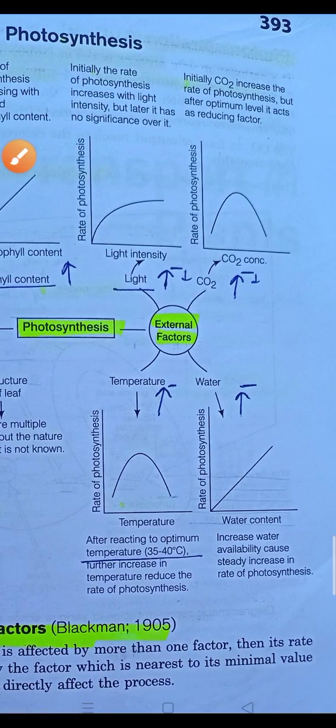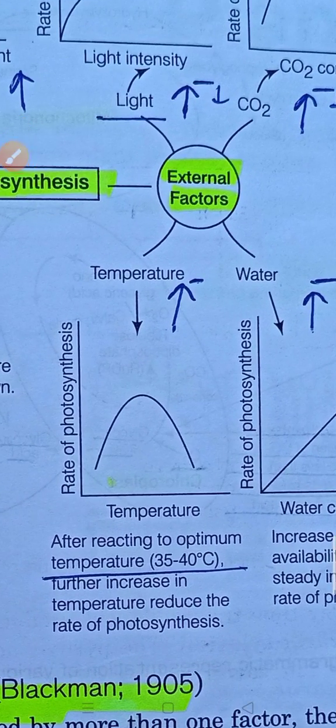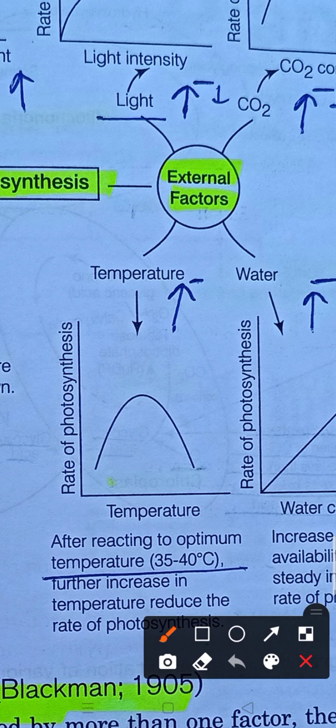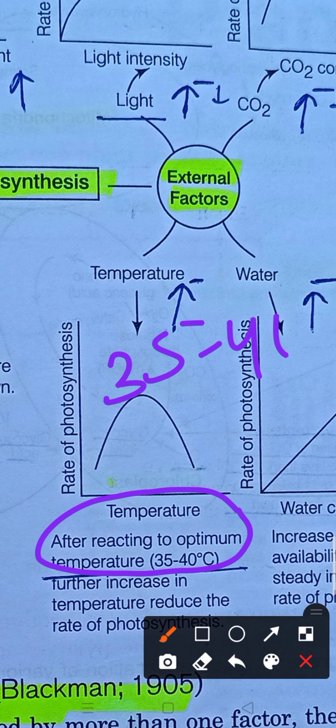Now it is related to temperature. The same thing happens with temperature also. After reaching a temperature of 35 to 40 degrees Celsius, if temperature increases, that also reduces the process of photosynthesis. Clear, but especially in tropical plants, if temperature is increasing, they have the adaptability that they can survive in a higher temperature also.